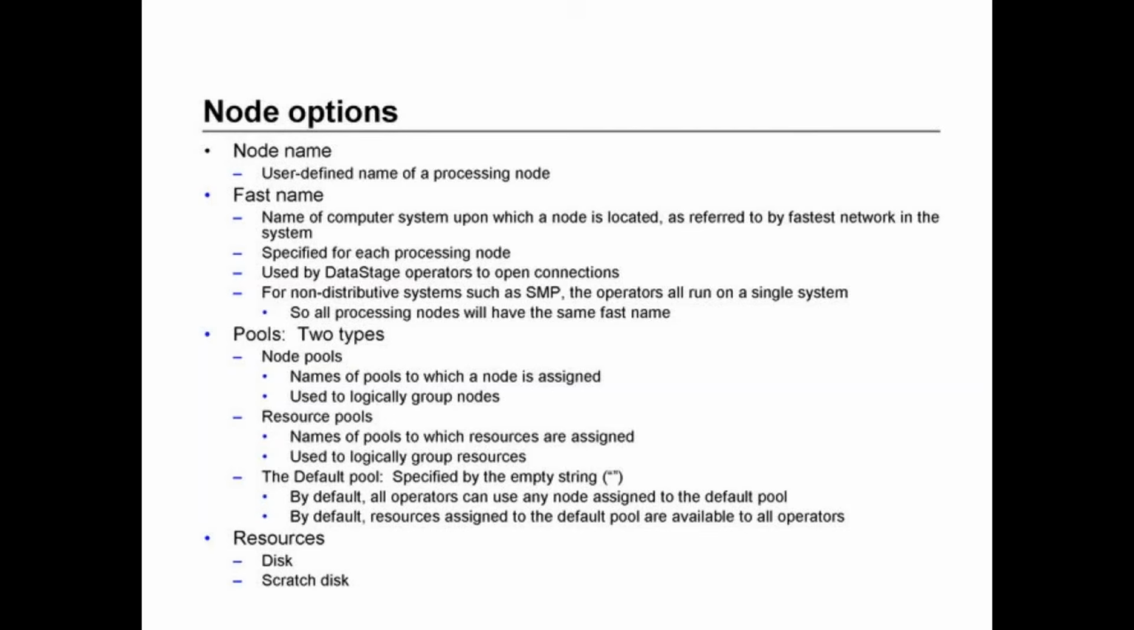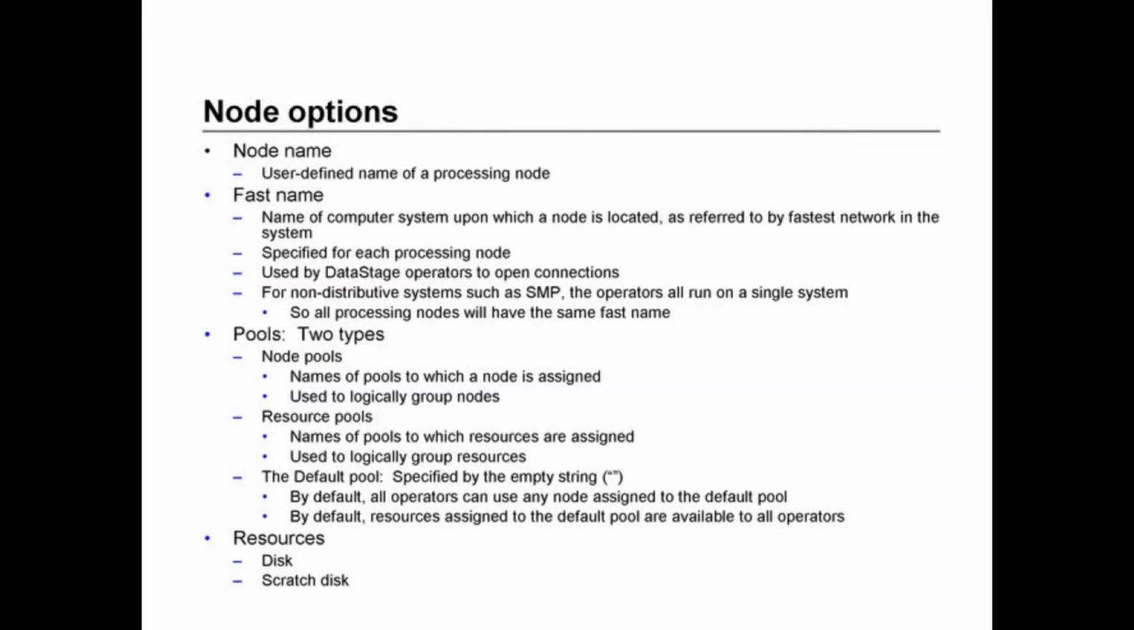Then all these nodes can be clubbed together into something called pools. So when we see the structure, we'll see how the pools are defined. Basically, pools are nothing but something in which we can group together the nodes. Then there's something called the resource pools as well. The resources that are assigned to the nodes can be grouped together as well for a specific purpose. There are default nodes and default node pools and default resource pools, which are just denoted by empty strings. So by default, a node belongs to a default node pool that is just an empty string.